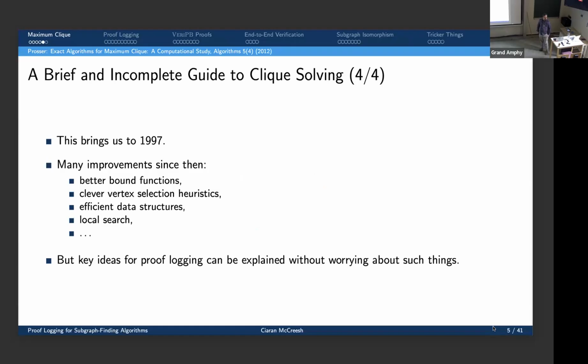So this takes us up to about 1997 for clique solving. Since then, people have come up with better bound functions. You can produce colorings in different ways. You can do things that are better than a coloring. Coloring is not the strongest possible bound. We have very good vertex selection heuristics. So when I tell you to branch on a particular vertex, we have very clever ways of doing this that seem to work very well in practice.